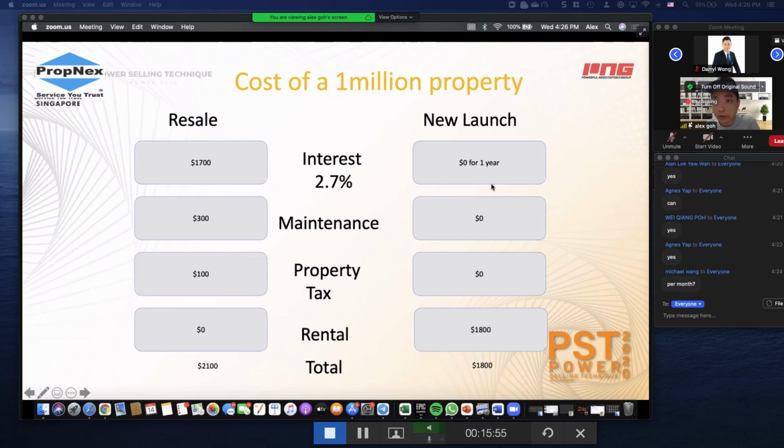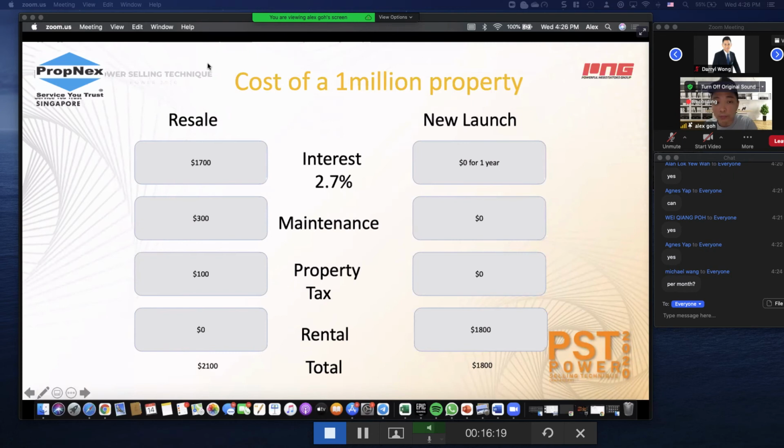Okay, this one you want to adjust to average. I leave it to you, but I'm just putting, you see I put 1 year. But if you buy one going to TOP, it will not be this way. You need to calculate based on the stages. I'm talking about brand new launch. Maintenance, here will pay $300 a month, here will pay zero. Property tax, here $100, here zero.